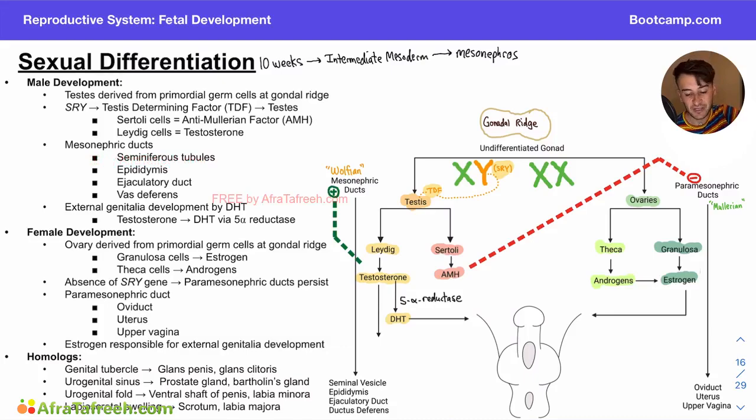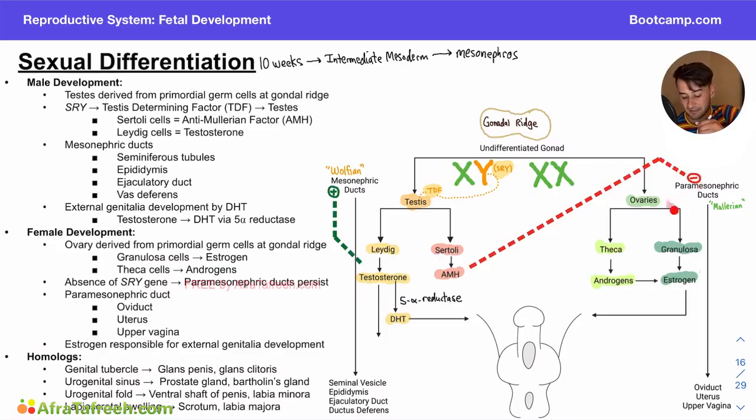Let's start out by talking about our Sertoli cells. So our Sertoli cells are going to be the cells that go on to make sperm later on in puberty. And I like to remember that Sertoli and sperm both start with S. Now, Sertoli cells during development have a really special job. They are going to create a chemical called anti-Müllerian hormone. And what anti-Müllerian hormone does is it's going to go over to our paramesonephric ducts.